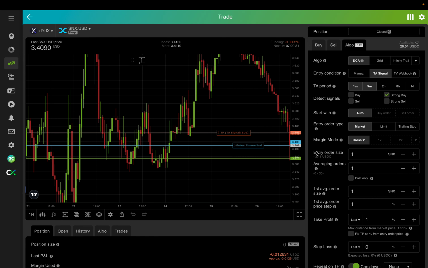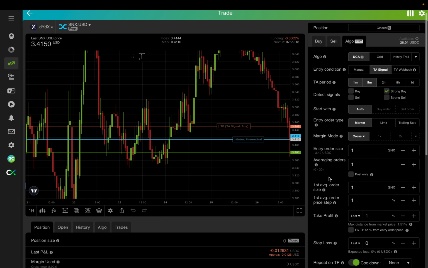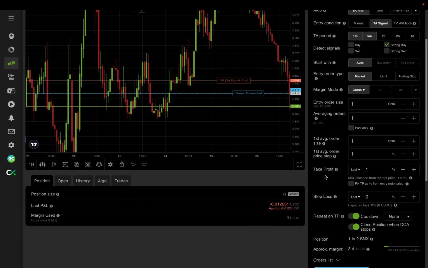Okay, now we're looking at one of the new features that we added to the DCA setup form, and it will give you a better feel of what you're going to set up and help you actually become a better DCA trader. So let's look at this. The first feature is we now show you, when you're setting up DCA, the maximum distance of your take profit from the market price. What does that mean? Let me explain to you.